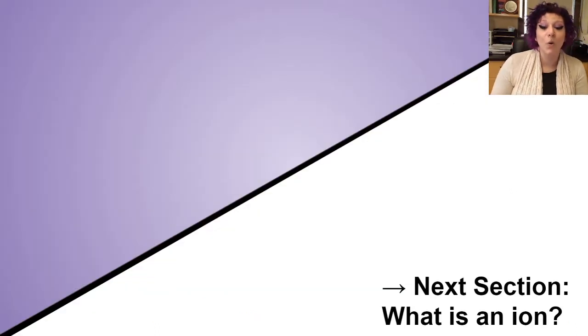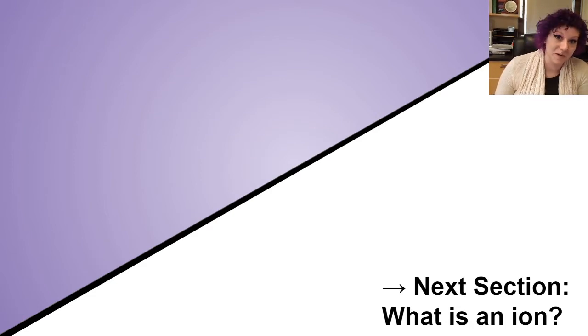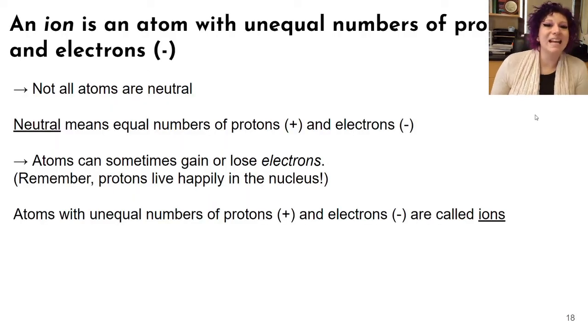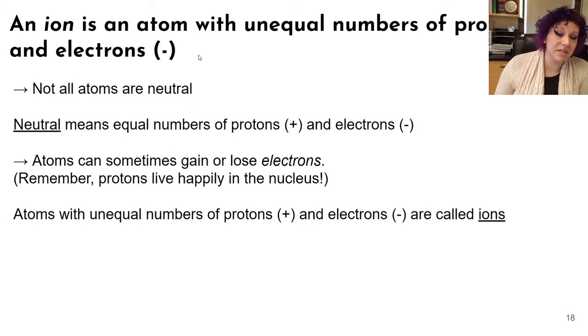Next up, we're going to discuss what is an ion and why does it matter? Why is it important for the periodic trends? This slide has a lot of words on it, but they are very important words. First off, an ion is an atom with unequal numbers of protons and electrons. So far, we have been talking about elements and atoms like they are always neutral. But that is actually not the case. Not all atoms are neutral. A lot of them are actually charged positively or negatively most of the time.